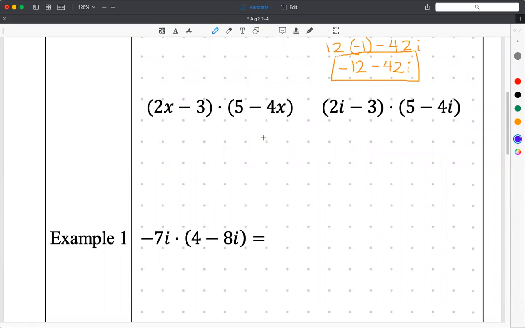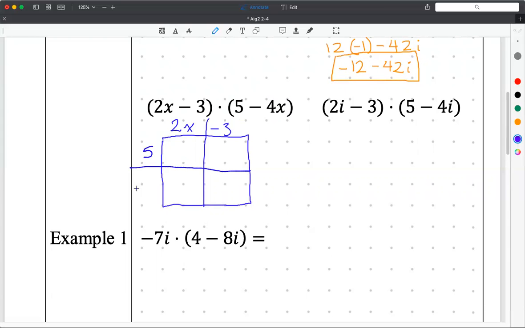And again, the tool that we use is we generally make this square rectangle-y shape. We divide it into as many parts as we have. I have 2 parts up here, so I'm going to do 2 columns. So I have 2x minus 3, and I have 2 terms over here, 5 and -4x. So I will also have 2 rows over here, and I'll do 5 minus 4x. Again, it doesn't matter which one goes on the left, which one goes on the top. The correct answer will be found either way.